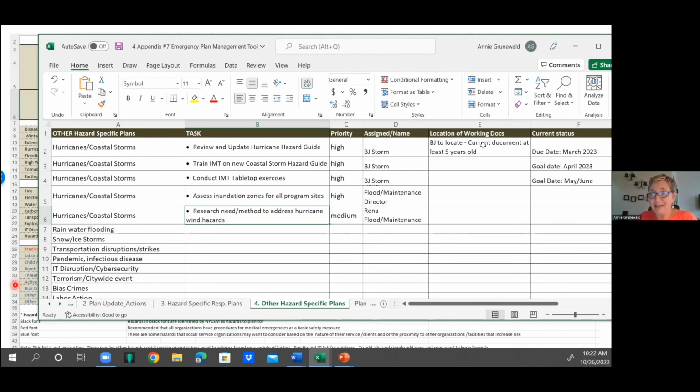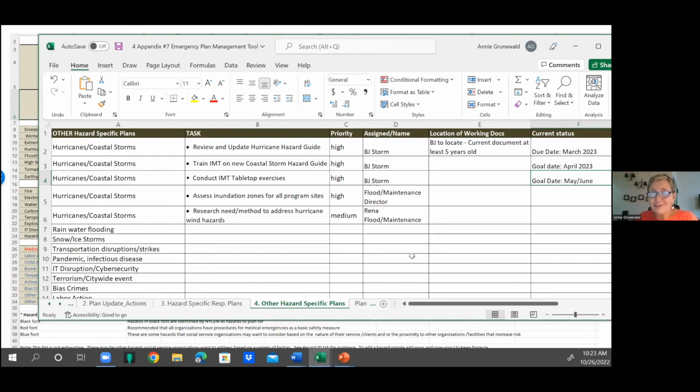Maybe there's a hard copy somewhere. And then we created some due dates. So first you have to create the hazard guide. Then we want to train them, or at least familiarize the incident management team on the coastal storm hazard guide. Then we have to do our annual tabletop focused on hurricanes. And so we just gave some dates to that in a natural sequence.